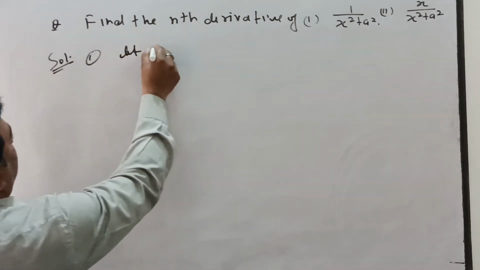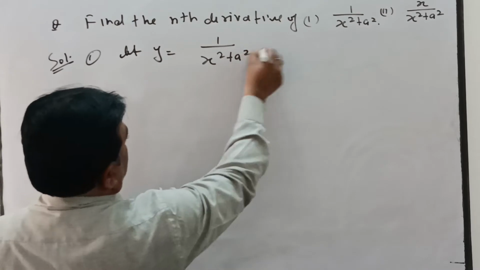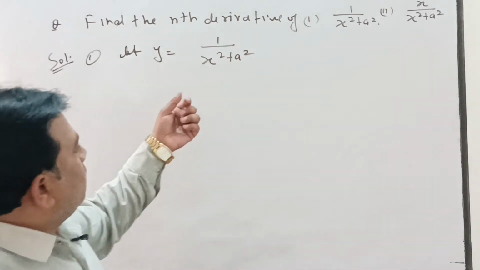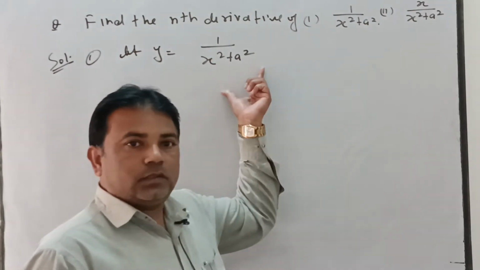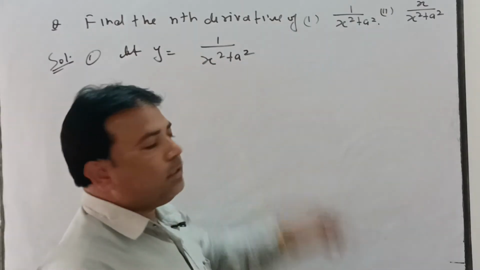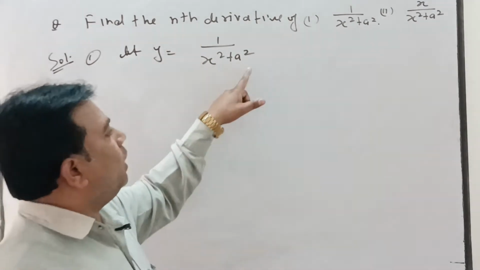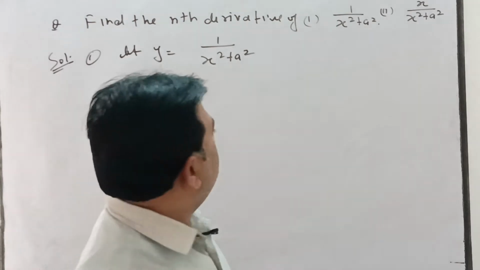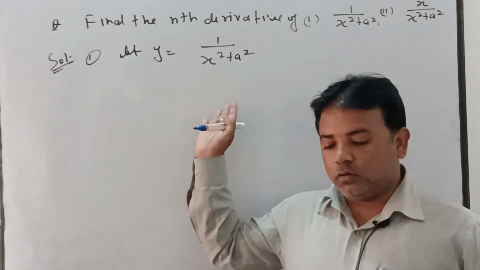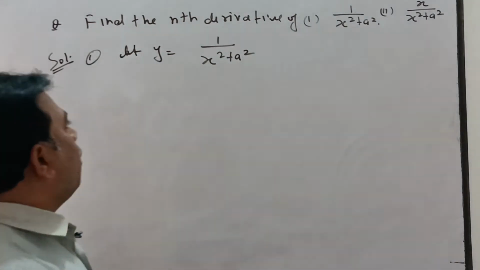Let y equal to 1 upon x square plus a square. First we find the factors of this function. After that we discuss the nth derivative. So 1 upon x square plus a square, we do not get the factors of this function easily. So we change this function into complex form.